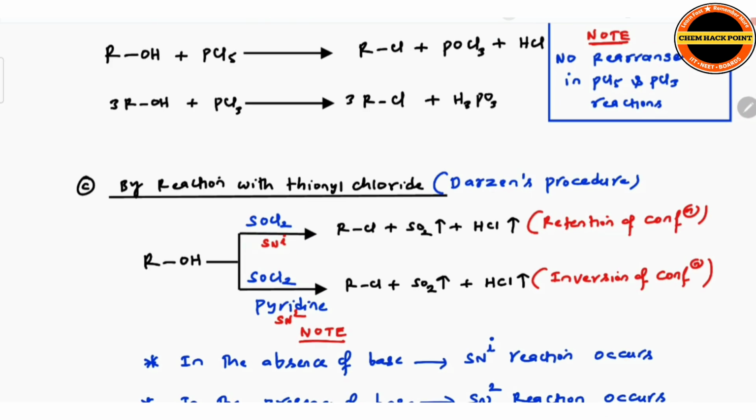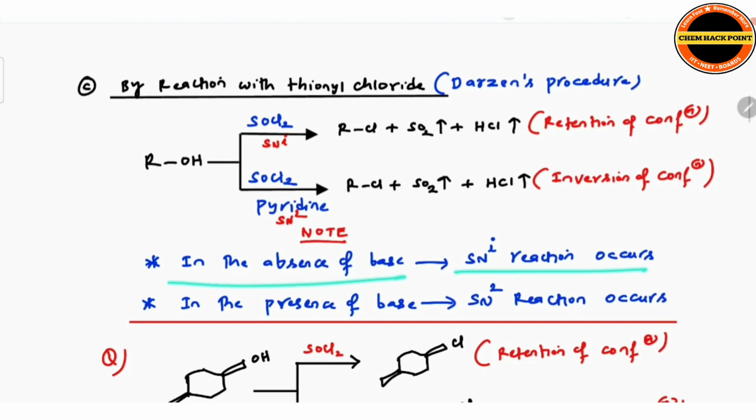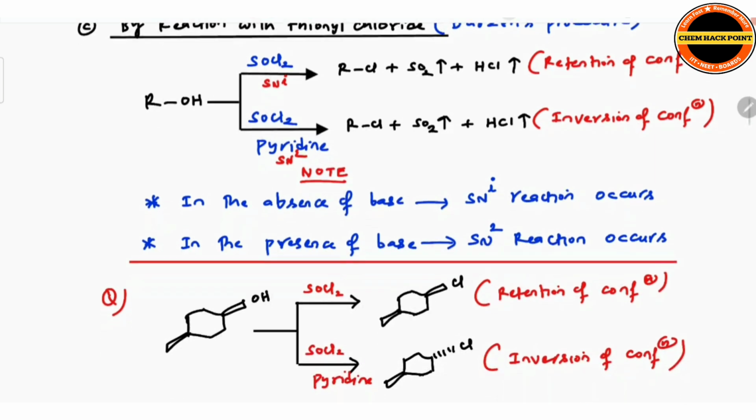Within the reaction, the nucleophile attacks. RCl, SO2, HCl; RCl, SO2, products are the same. Retention of configuration is observed in one, here inversion of configuration is observed. In the absence of base, SNi reaction; in the presence of base, SN2 reaction. For more detail on SN1, SN2, refer to the previous video.